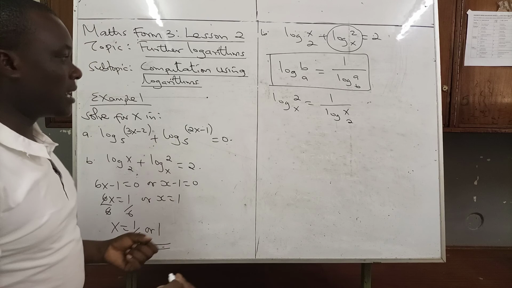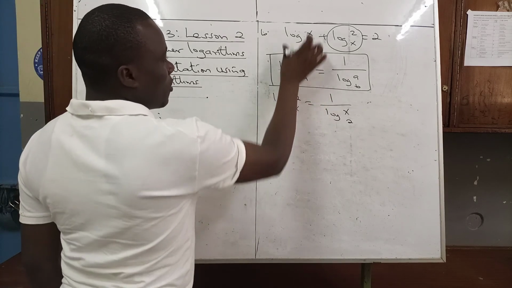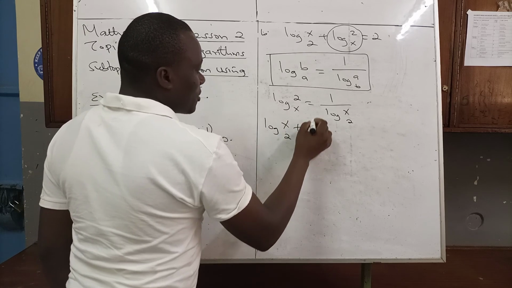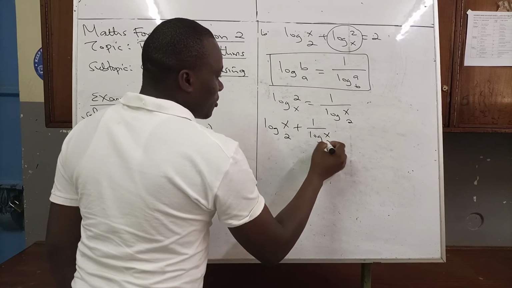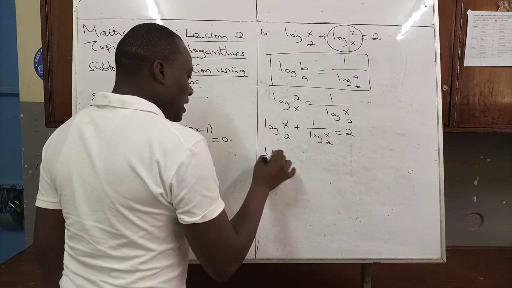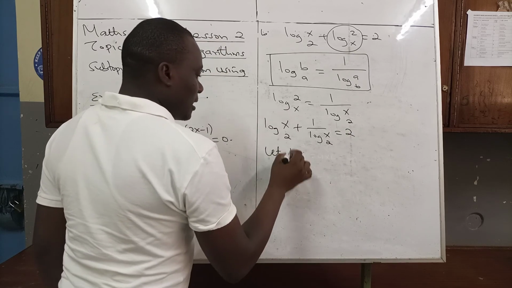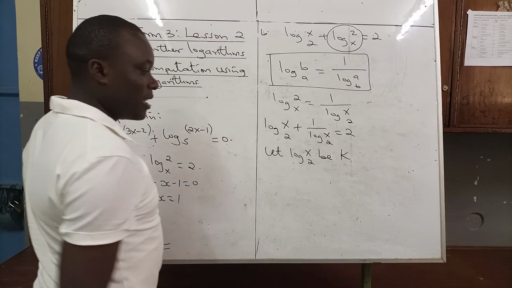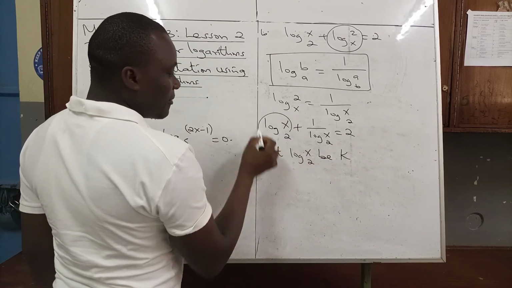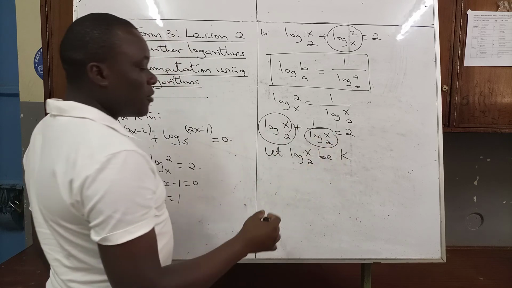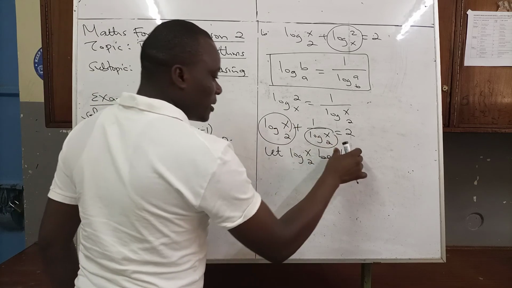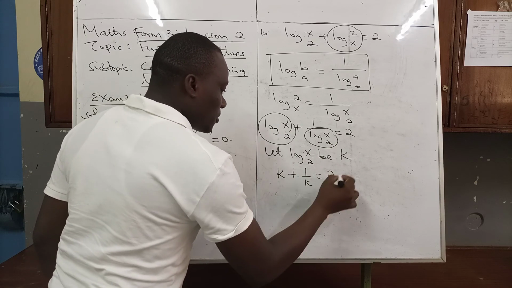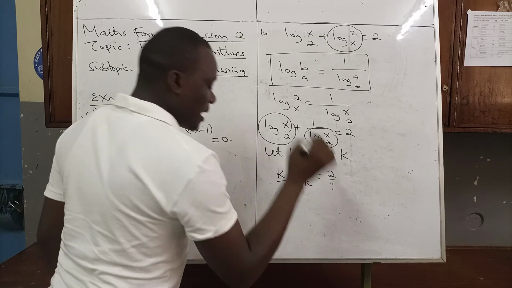So once you do that, using this particular concept, you will come back and say log x into base 2 plus 1 over log x into base 2 is equal to 2. You now say let log x into base 2 be a known letter. We can think of k. Therefore, we will remove log x into base 2 and represent it with k. So we will have k plus 1 over k is equal to 2 over 1.